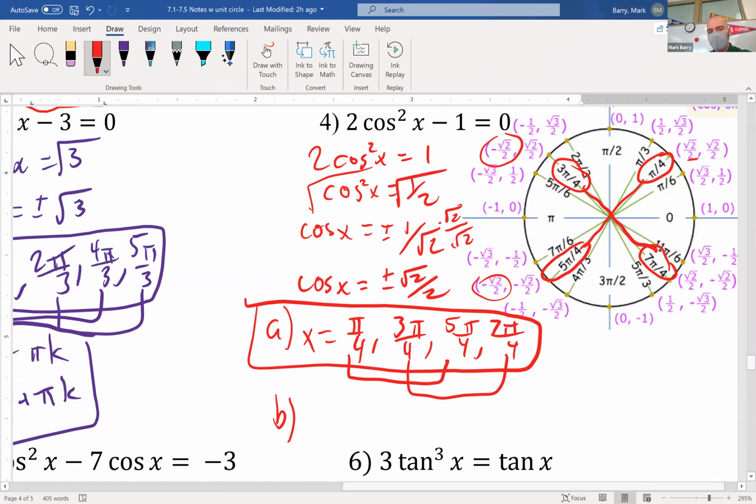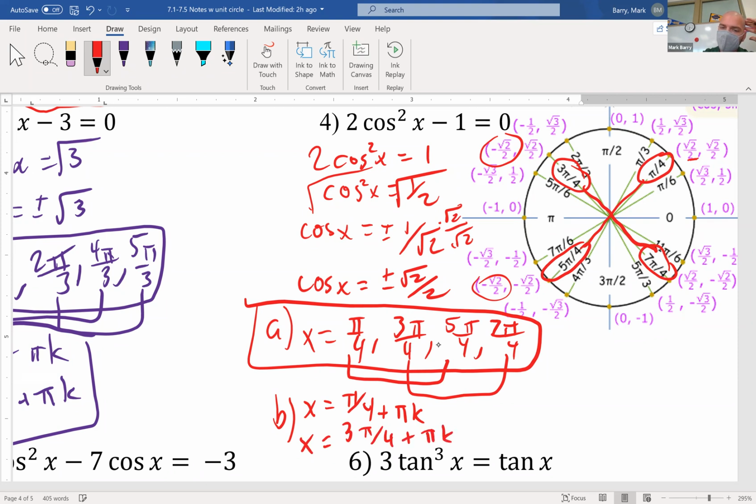But wait a minute, Mr. Barry. This means that if they're diameter buddies, we're just going to do the first one plus pi k. And that's going to cover pi over 4 and 5 pi over 4. And then for the other set, we're going to do the first one plus pi k as well. Yes, we are. So the second formula covers 3 pi over 4 and its diameter buddy 7 pi over 4, okay?